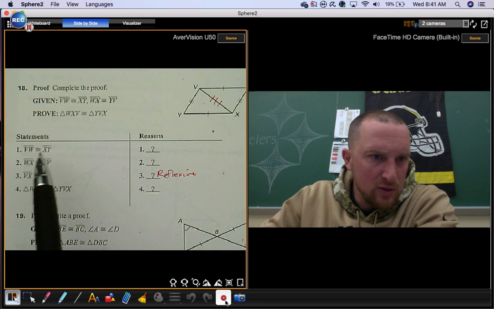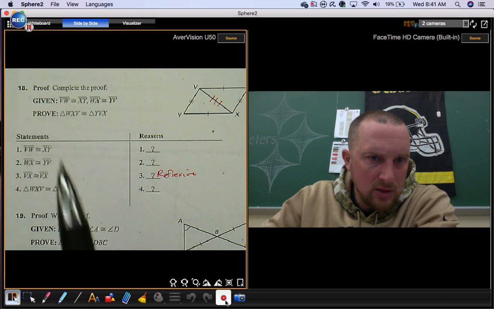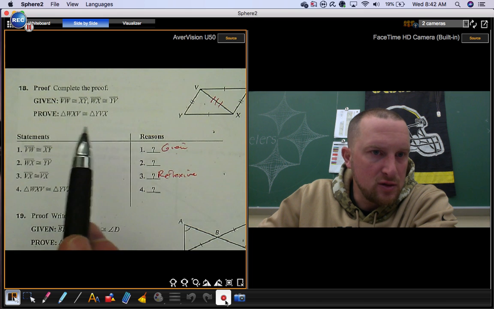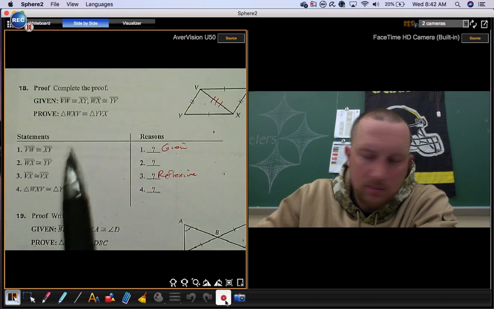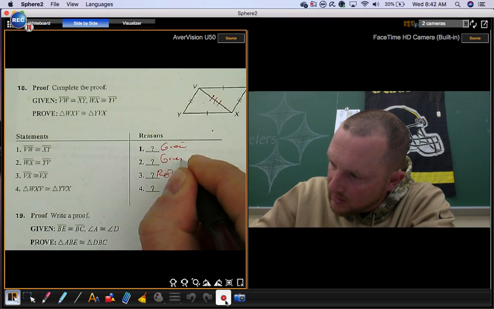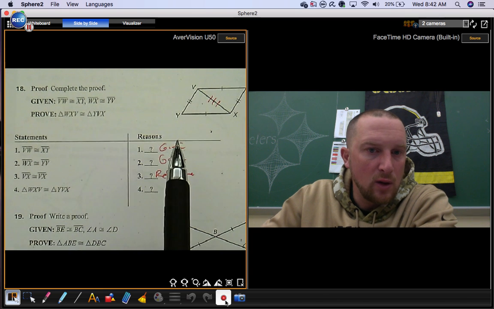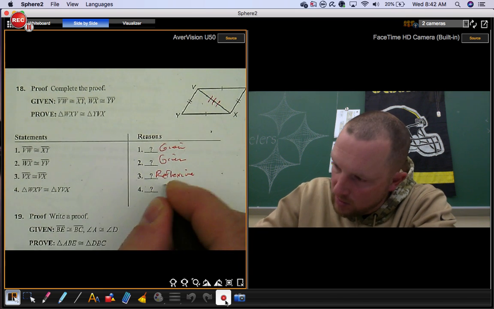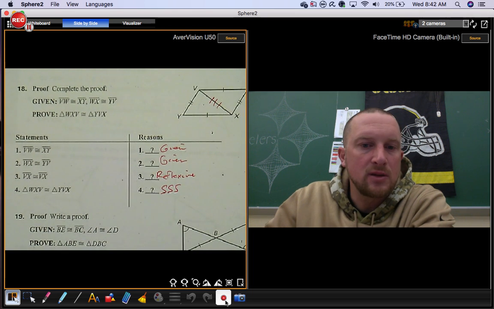Now, how did you know these segments were congruent? Well, it's given to you. Notice how there's 2 things given to you, but they separated them. And that's okay. Sometimes that happens. It's just a different style. You have 3 pairs of congruent sides. So why are the triangles congruent? Side, side, side.